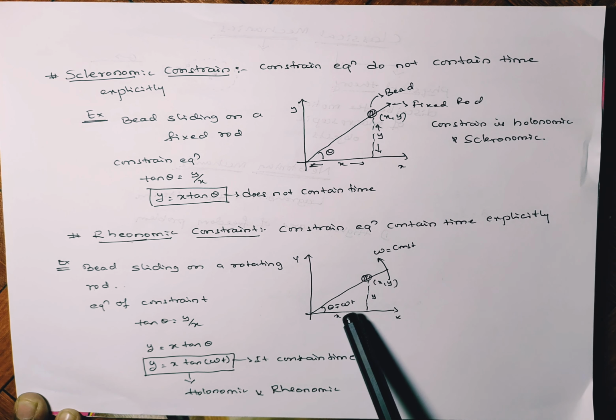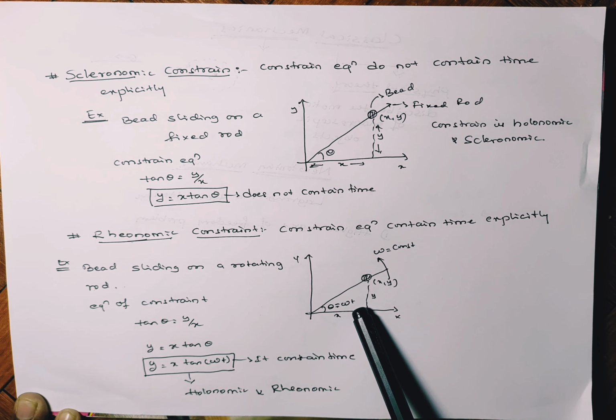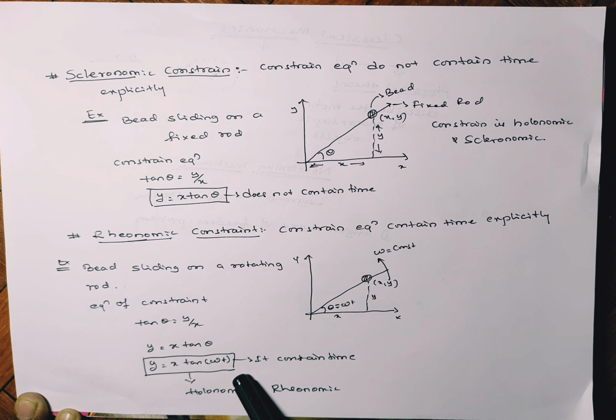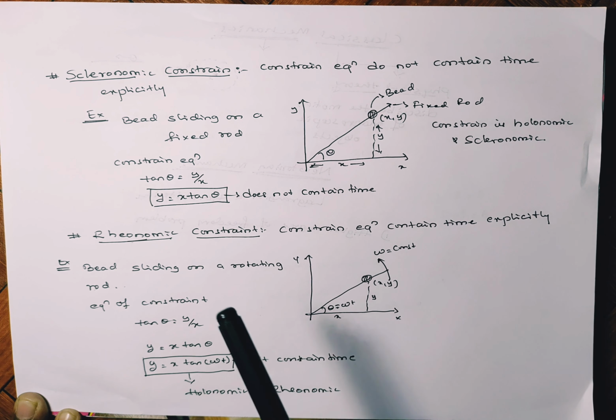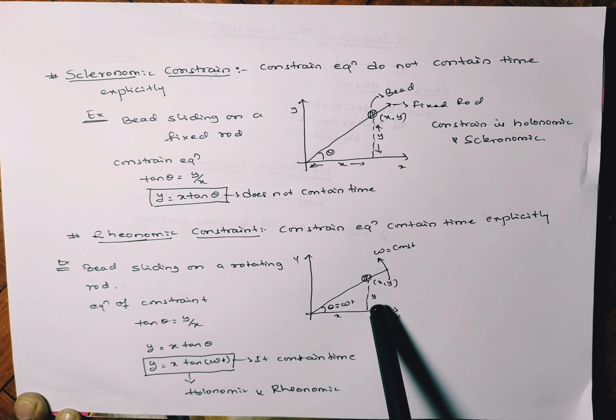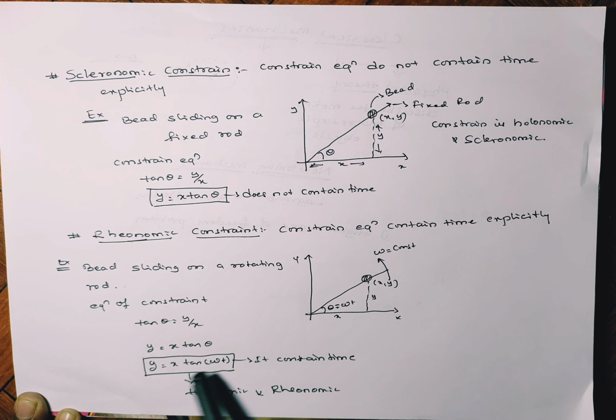That theta we write as omega t, right? Omega is the angular velocity and t is time. So angular displacement theta is equal to omega t. So this equation contains time, that's why we represent it as a rheonomic constraint. Again this is also a holonomic constraint, because there is an equality in the equation. So y is equal to x tan omega t. So this is an example of both holonomic and rheonomic constraint. Okay, this is all about the scleronomic constraint and rheonomic constraint.